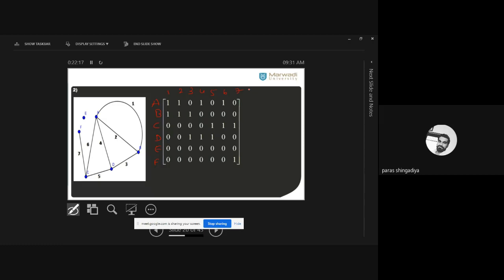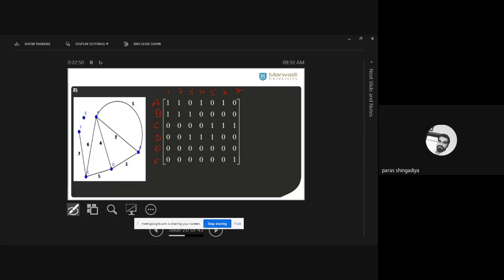So here the first vertex is A, which has degree 4. Just check which edges are connected: 1, 2, 4, 6. Put 1 there and 0 in the rest of the entries. These edges are connected with A. Now for the second row, B is connected with 1, 2, and 3.